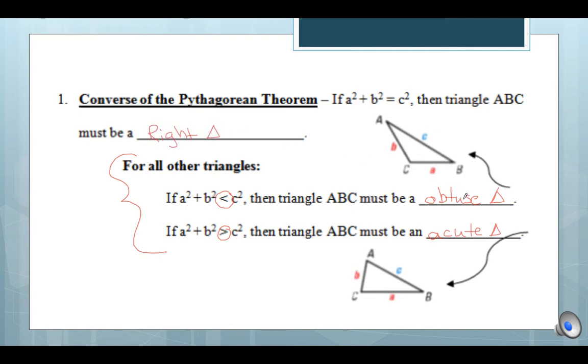So essentially what we're going to use this information for is to determine if a triangle is a right triangle, an obtuse triangle, or an acute triangle. And it all comes down to this symbol here. A squared plus b squared equals c squared makes it right. A squared plus b squared is less than c squared makes it an obtuse triangle. And a squared plus b squared is greater than c squared is an acute triangle.